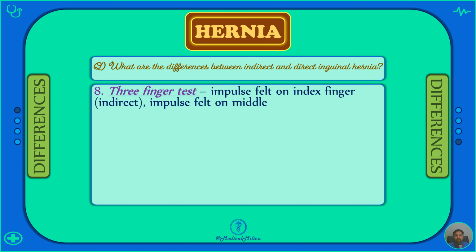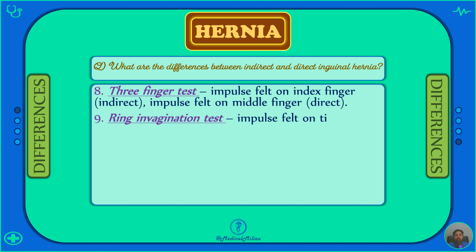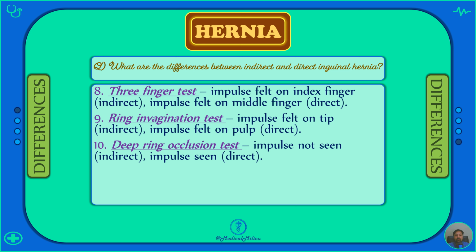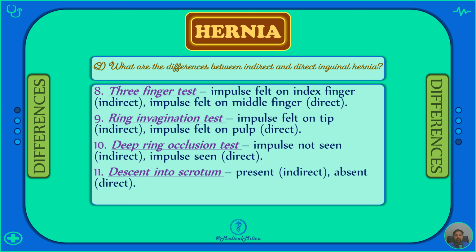In the three-finger test, an impulse is felt on the index finger in case of an indirect hernia, while the impulse is felt on the middle finger in the case of direct hernia. In the ring invagination test, the impulse is felt on the tip of the finger in the indirect hernia, while the impulse is felt on the pulp of the finger in a direct hernia. In deep ring occlusion test, the impulse is not seen in indirect hernia, while an impulse is seen in the direct hernia. And descent into the scrotum is present in indirect hernia, while it is absent in direct hernia.